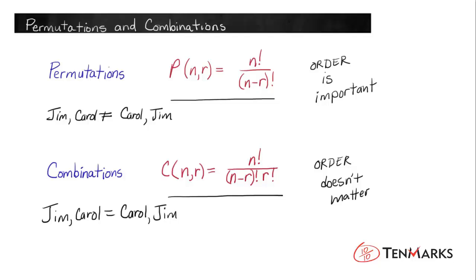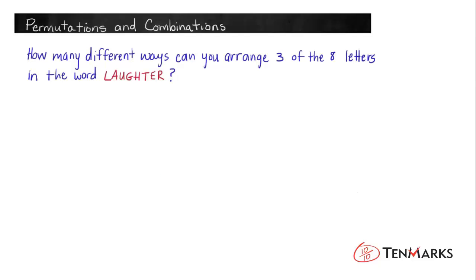Now let's work through three problems. We'll do one permutation, one combination, and one we'll have to figure out once we get there. How many different ways can you arrange 3 of the 8 letters in the word laughter?